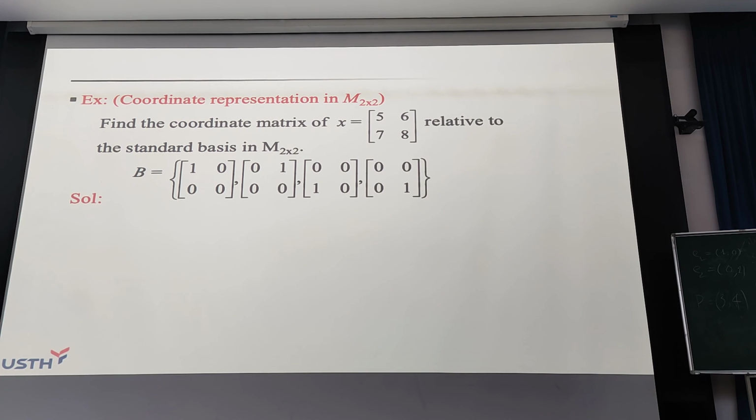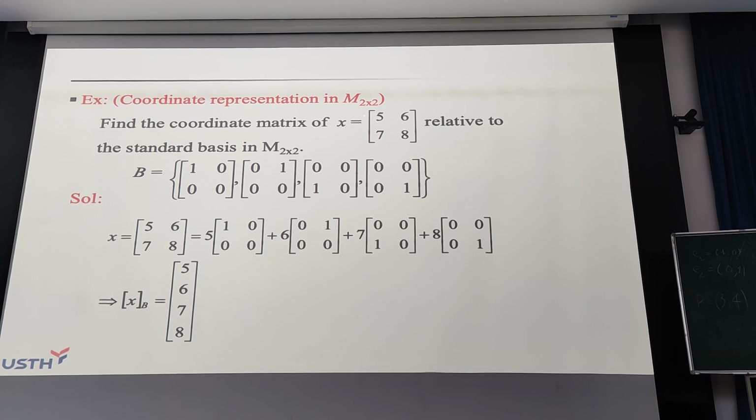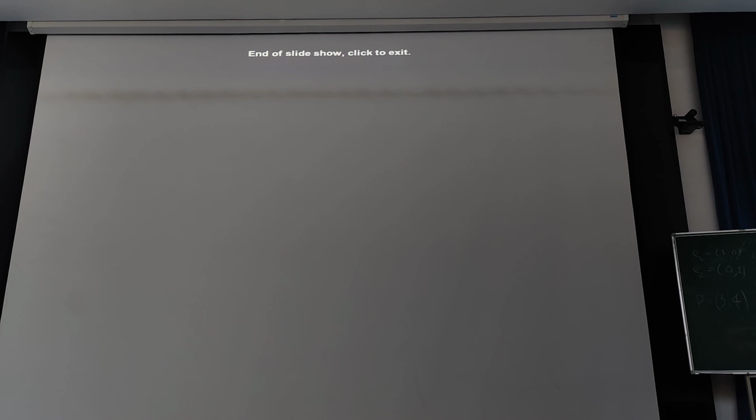And the next example says that, suppose that you are given the coordinate matrix of x relative to the standard basis here. You need to find that, and here is the standard basis, so the coordinate will be 5, 6, 7, 8. So that is the coordinate. That is something about the coordinate of a vector inside a vector space.